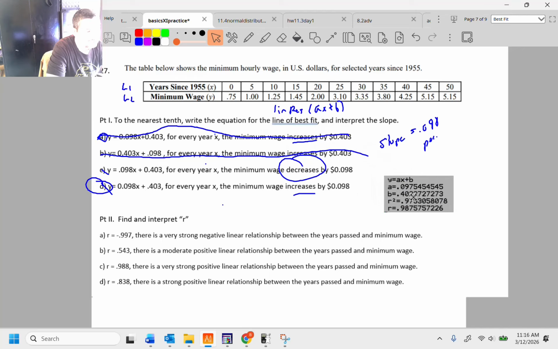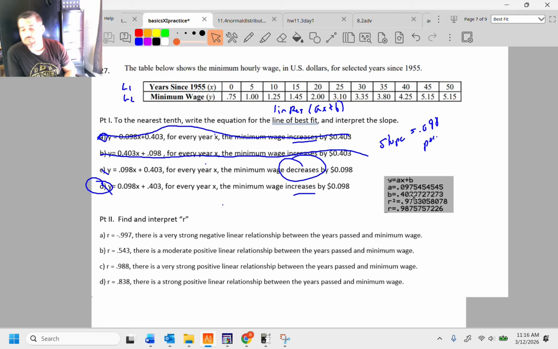I know that these questions are going to kill a lot of kids because it's a calculator thing and you just don't ever want to play along and you don't ever want to try at home. But R is right here. She's 0.988. She's positive.